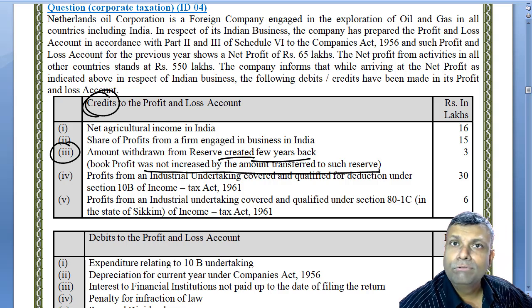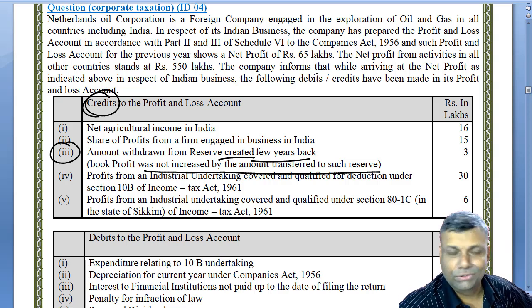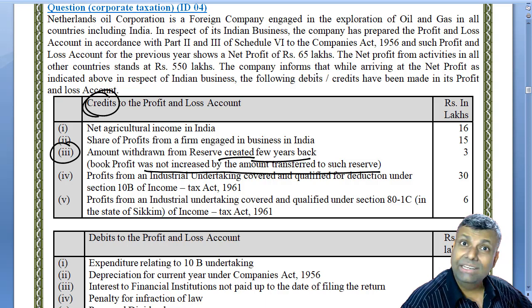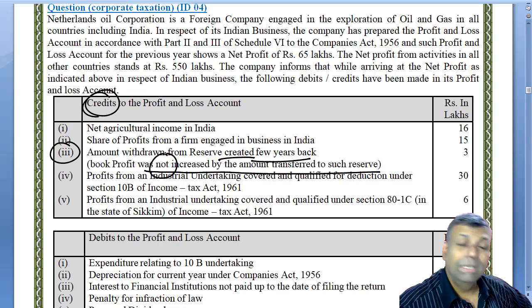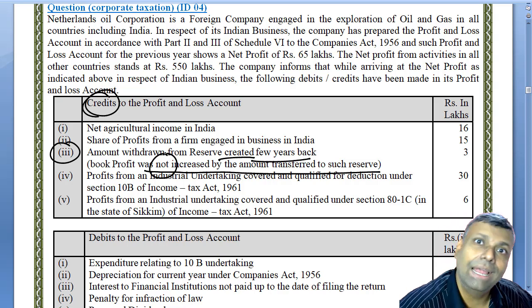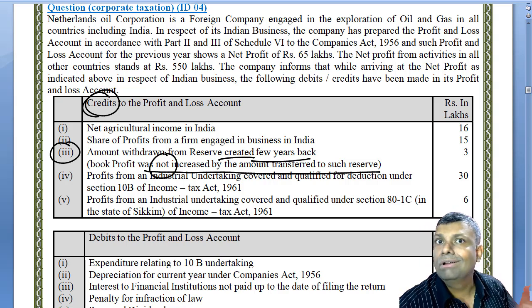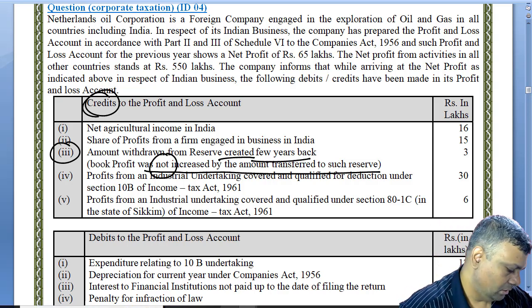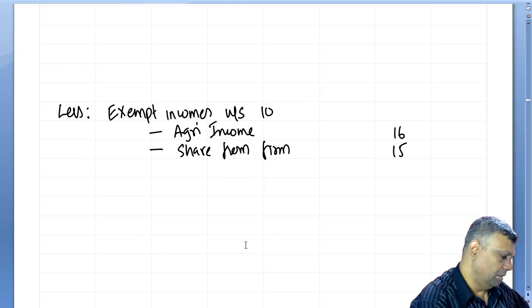Normally, amounts withdrawn from reserves are in the less category. But it will be less only if in the past it was added in the earlier years. But it is already clearly stated in the question that the book profit was not increased by the amount transferred to such reserves in that year. So in that year that would not increase. So this year we will not even reduce it. Okay. So come to this particular point.